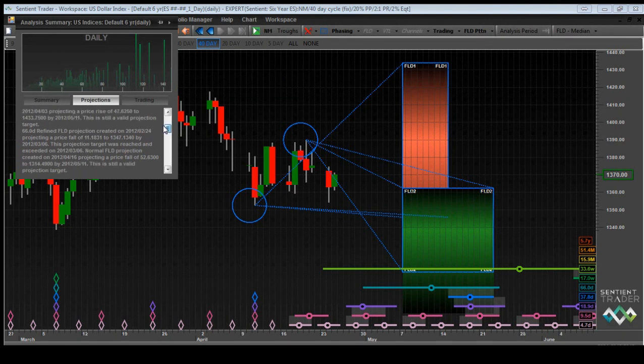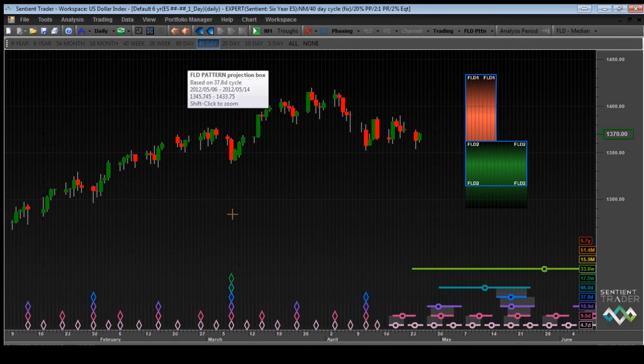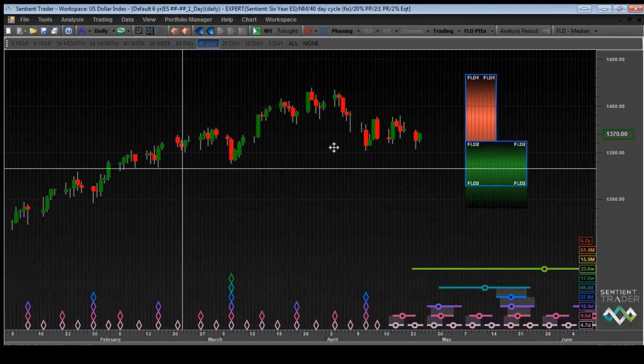But if you want to get more complicated about it, you can actually have a look at every single one of the projections that have been generated by Sentient Trader, and you can consider each one on its own merit, and decide whether you're interested in that particular projection, and whether you think the market is actually going to achieve that projection. Okay, I hope that answers the question about projections and projection boxes.